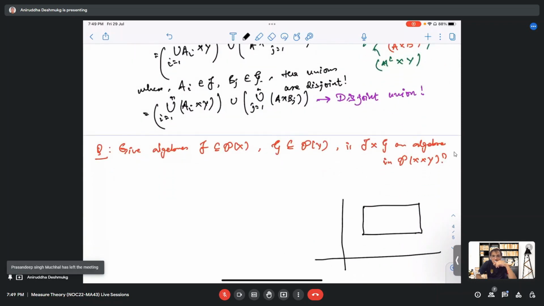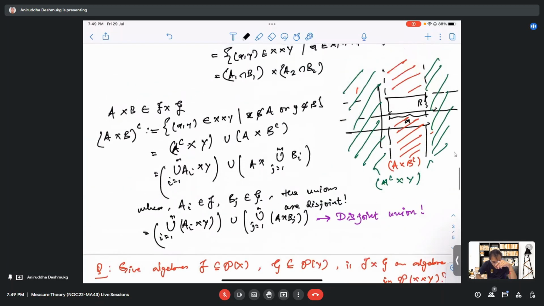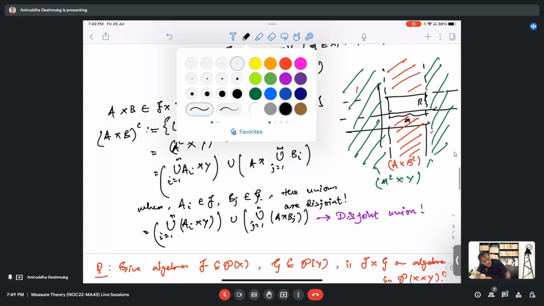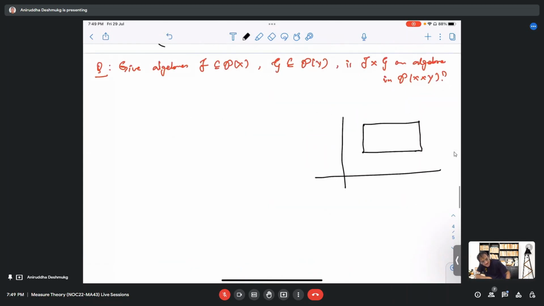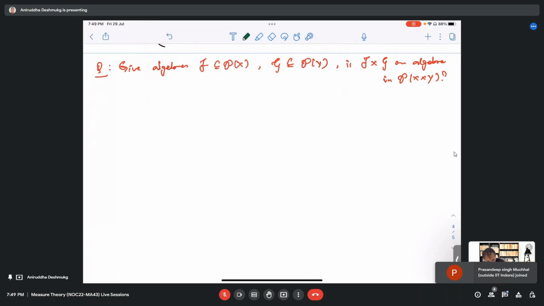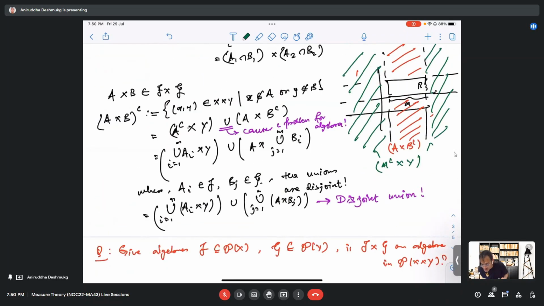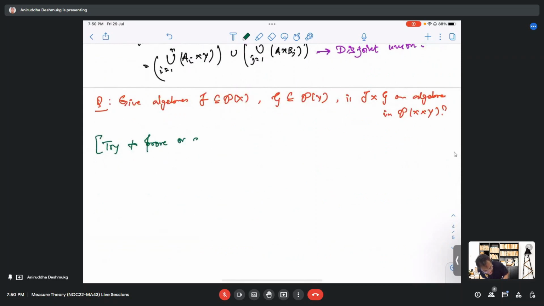Yes. So even if the complement is inside F and G, because of this union here, there is going to be a problem for algebra. So perhaps you can try this. Try to prove or disprove. I have given the hint that maybe this union is going to cause a problem, if at all it causes some problem. And this we will definitely discuss next time. It is really interesting to try.